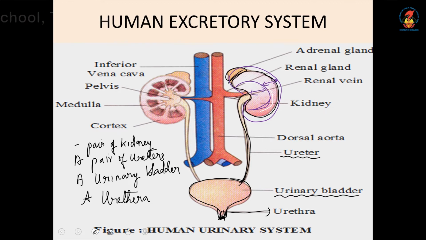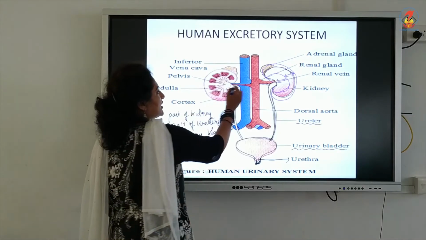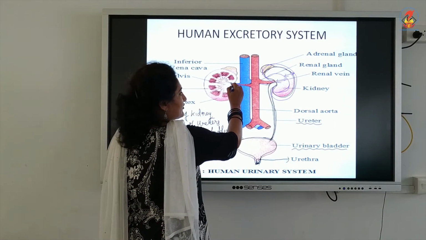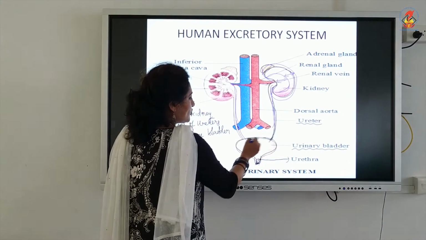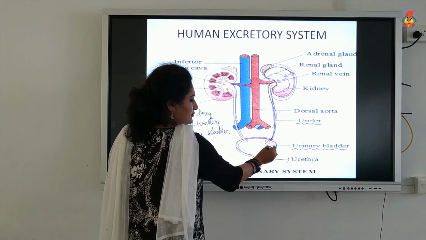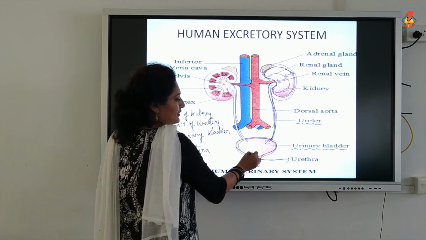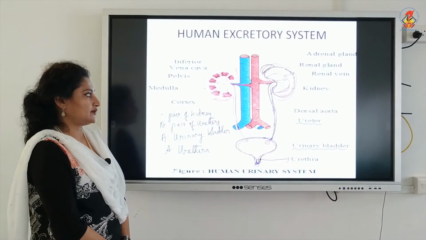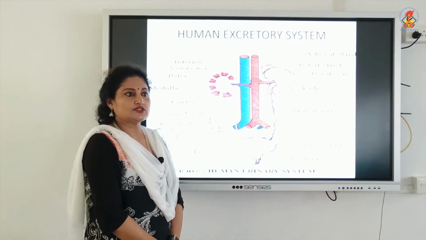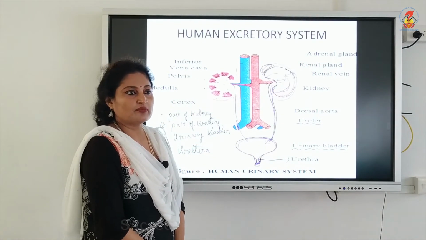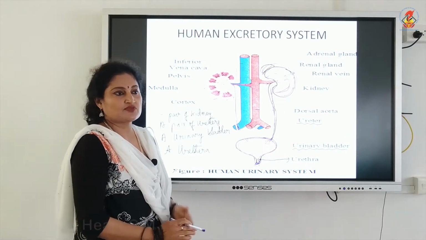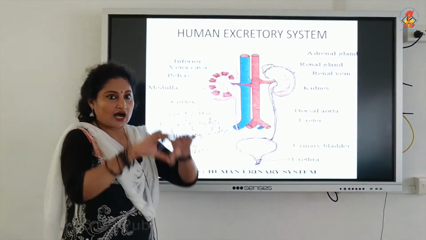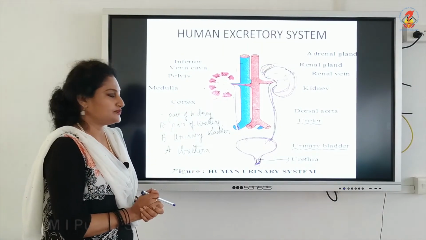So, once again, a briefing of the human excretory system. It comprises a pair of kidneys, and from each kidney arises a ureter, and these two ureters open into a sac called the urinary bladder, which opens out through the urethra. The kidney is located in the lower abdomen on the dorsal side. It is covered by a tough capsule and divided into two regions, outer cortex and inner medulla.